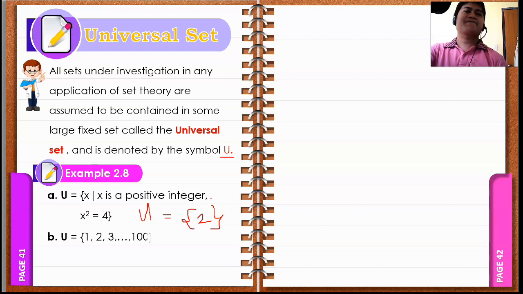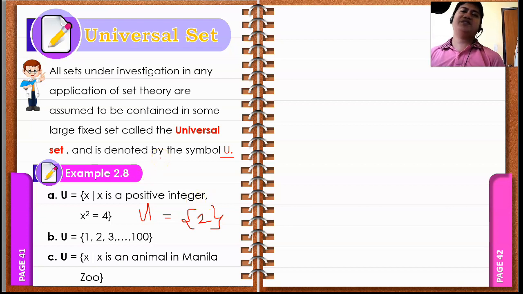So we have U is equal to 1, 2, 3, 4, 5, 6, 7 until 100. Or U, the set of all x such that x is an animal in Manila Zoo. If you list all the animals in Manila Zoo, then that's also an example of a universal set.